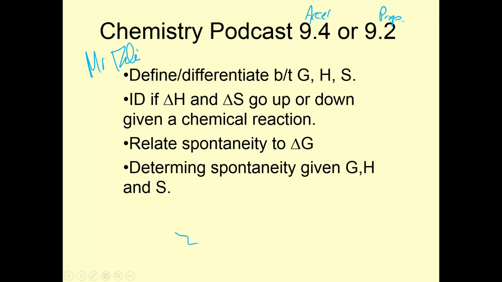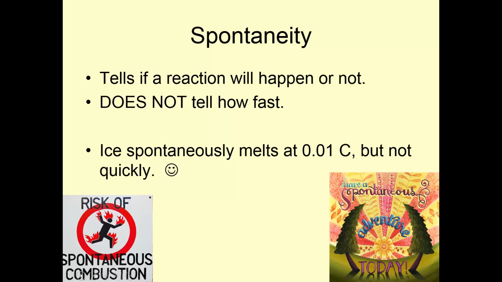So define and differentiate between G, H, and S. Determine if delta H and delta S go up or down given a chemical reaction, relate spontaneity to delta G, and determine spontaneity given G or H and S separately. So hop right to it.